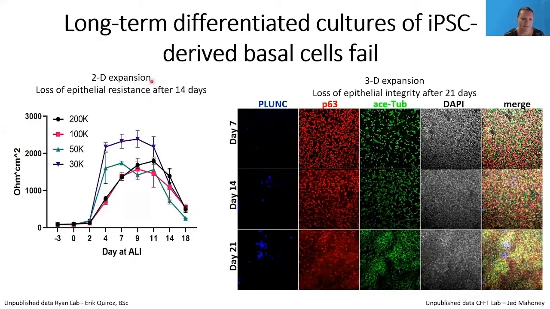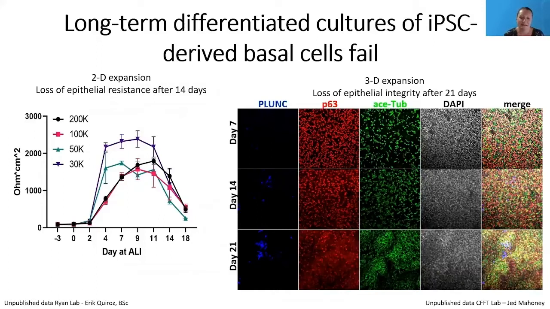Our 2D expanded basal cells are able to generate TEER, but after about 2 weeks of differentiation at the ALI, that barrier starts to break down and the quality of the epithelium then depletes. And in the 3D expanded basal cells, we get a better quality of airway and more consistent airway epithelium. However, again, by day 21, we see this barrier starting to break down and the differentiation of the cells not holding up as a good quality differentiated epithelium. This data here is shared with us by Jed Mahoney from the CF Foundation.